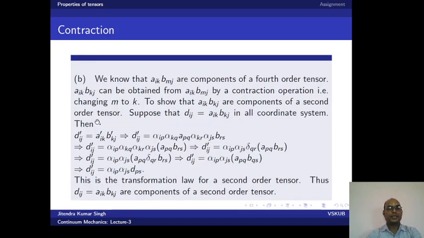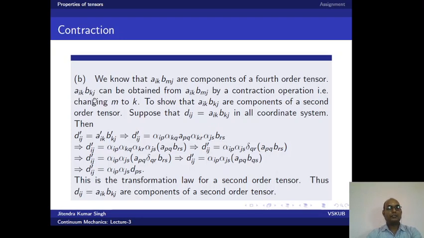Now we shall prove the second part. You see here, we have to show that this Aik Bkj are components of a second order tensor. We already proved earlier that Aik Bmj are components of a fourth order tensor. So here I am doing one contraction operation and changing this m to k. When we change this m to k by one contraction operation, the order will be reduced by 2. So this fourth order tensor will reduce to a second order tensor. That one we have to prove here, Aik Bkj.